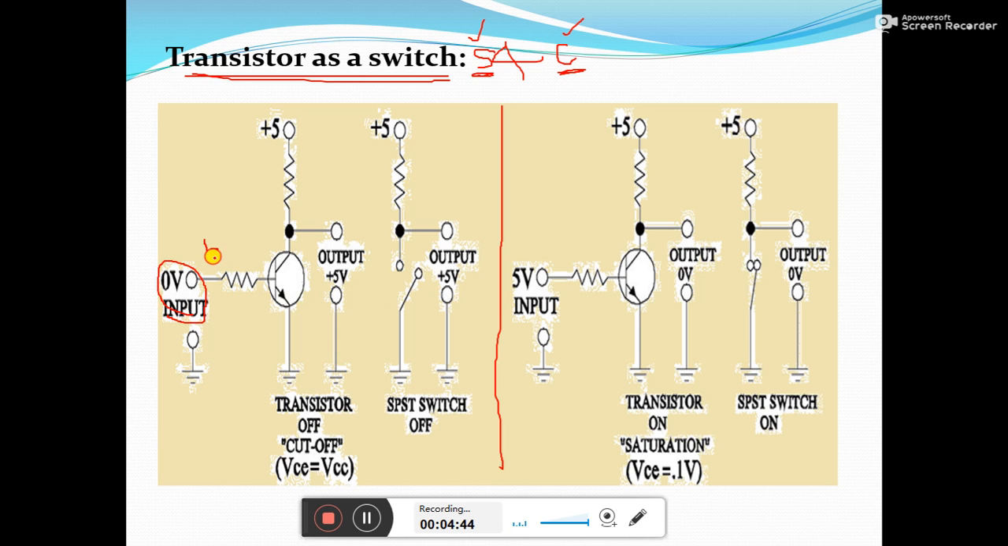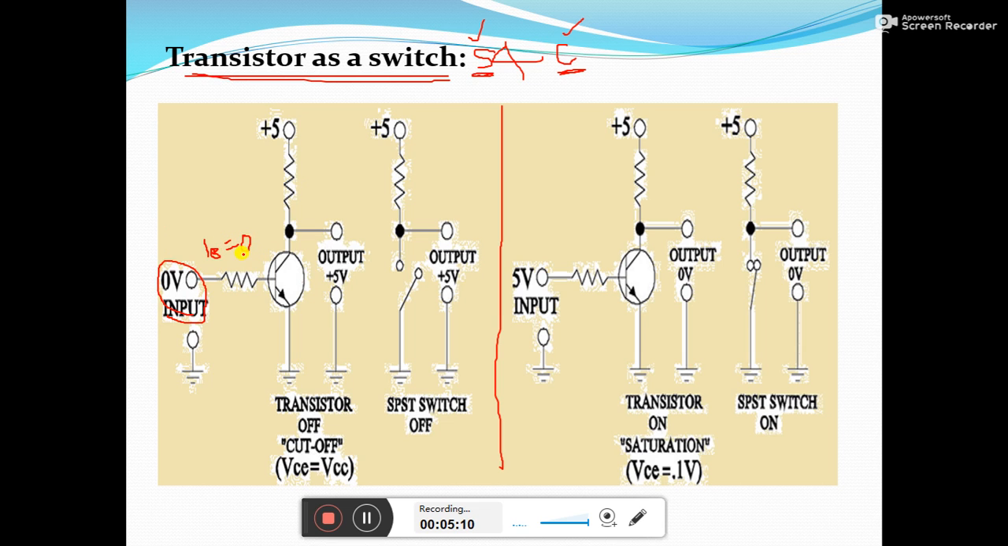If I am not providing any input in case of CE configuration, as you know, IB is the base current. Remember, transistor is a current control device, in the sense the output current in case of transistor is controlled by the presence and absence of the input current. That's why it is also referred to as a current controlled device. If I am not applying any input here, obviously IB value will be equal to 0.